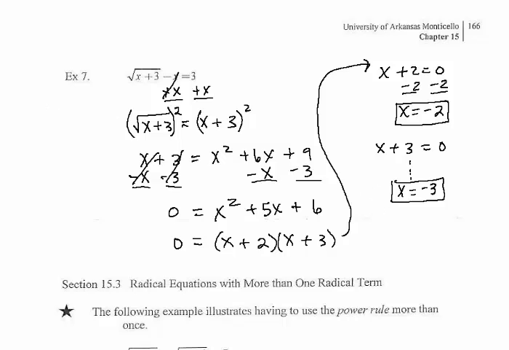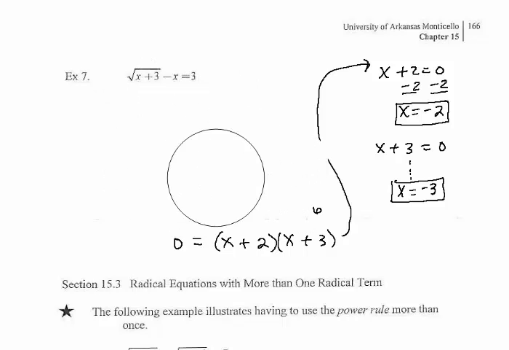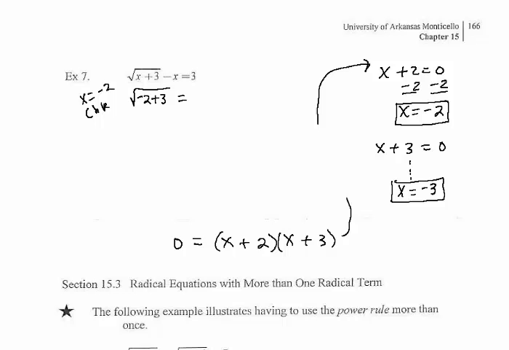Alright, to check these we go back to the original, and we'll check -2 first. We replace the x in the radical with a -2. And on the left hand side we also have minus x, so we'll write minus a -2. So we want the left hand side to work out to be a 3. Alright.